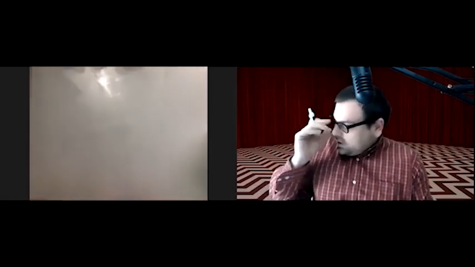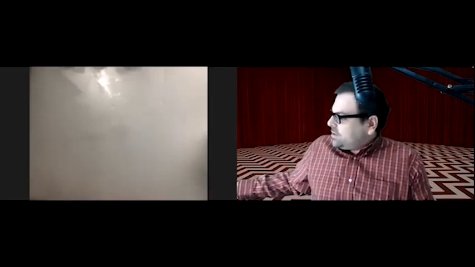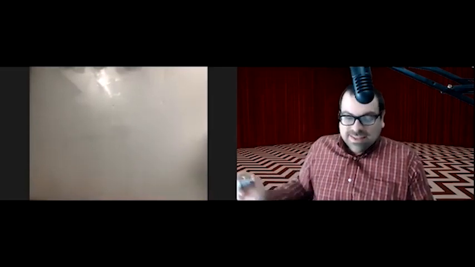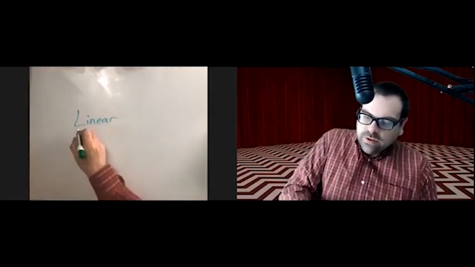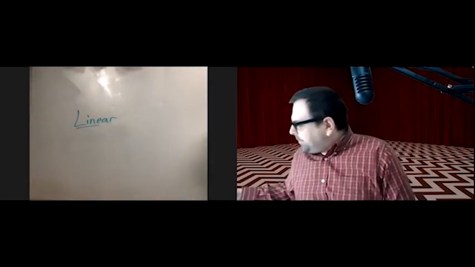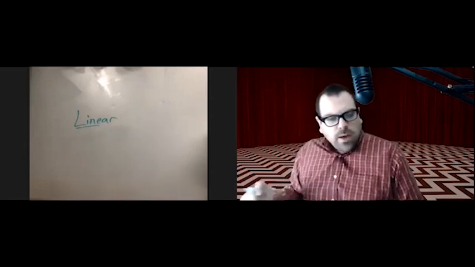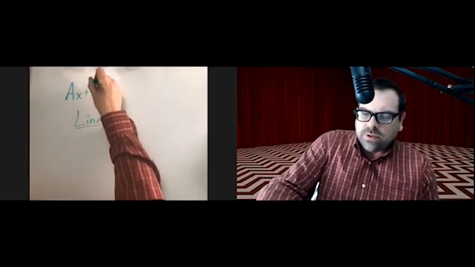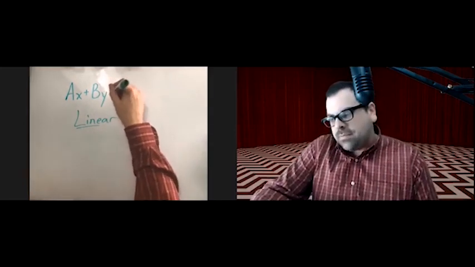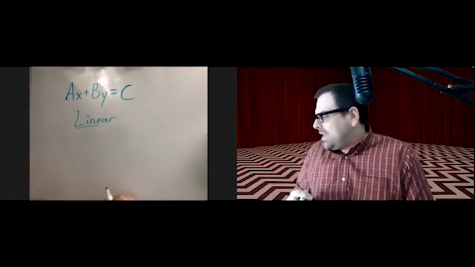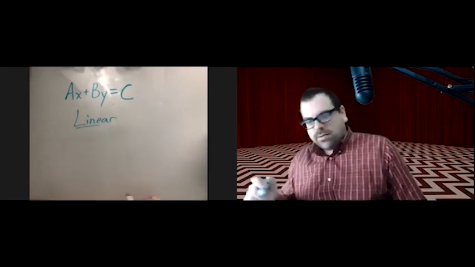Graphing linear equations. Those are equations that graph as a line, remember, right in the word, linear. And we're going to start off by looking at this form of a line: AX plus BY equals C.